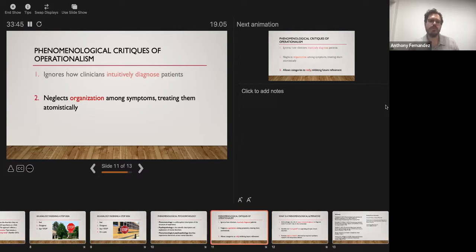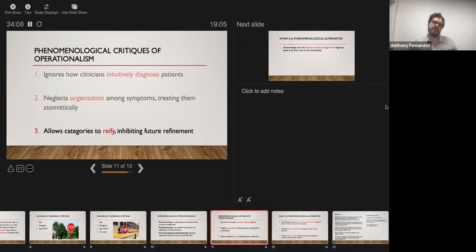So phenomenologists instead suggest that there really should be an approach in which we can identify how the symptoms are organized, right? Why they tend to occur together, how some might be compensatory mechanisms, right? They compensate for some other alteration. But they tend to think that treating symptoms atomistically, as just some kind of set of criteria you have to look at, doesn't actually help us get a sense of what the disorder is.